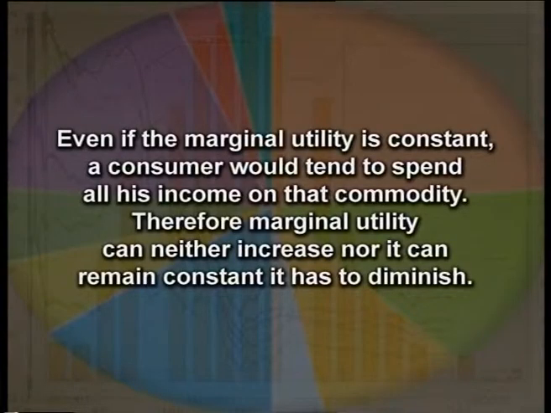And therefore, subsequently, when he buys the second unit, again the same thing would happen. He would be deriving more utility than the price that he is paying. And even if the marginal utility is constant, a consumer would tend to spend all his income on a single commodity. And therefore, marginal utility can neither increase nor can it remain constant. It has to diminish.